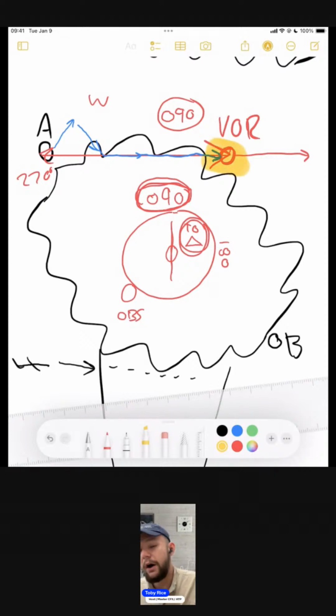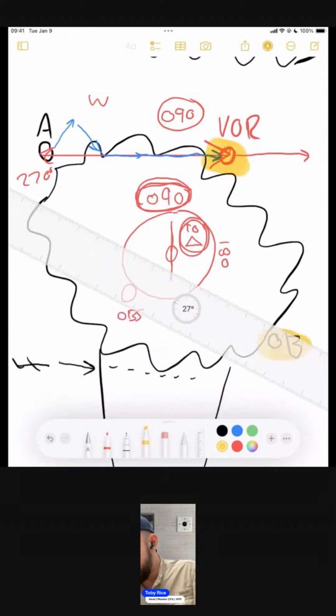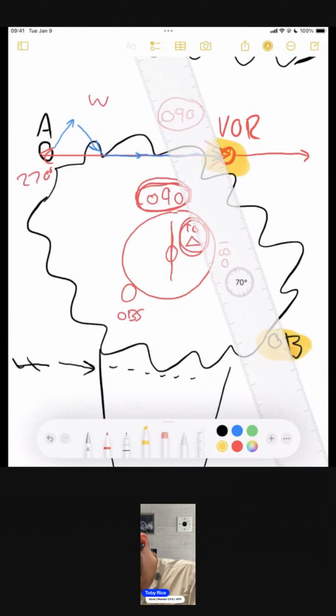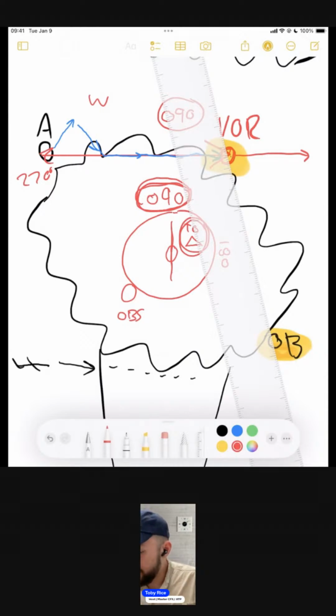Cool. Now what do I do? How do I continue to my destination at point B? Simple. Same thing I did before. I pull out my handy dandy ruler and I draw a line from the VOR to the place of intended travel, which is point B, airport B.